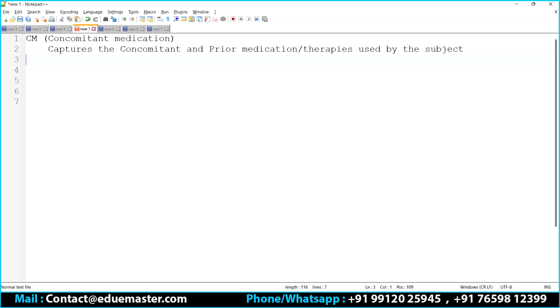Okay. We have started with our concomitant medication. That's what we started discussing yesterday. Before I start with the remaining variables, I just want to understand a few things from you. What exactly is this concomitant medication doing? I said that it is going to capture the data of concomitant and prior medication or therapies used by the subject. Simply, can I say it like this?